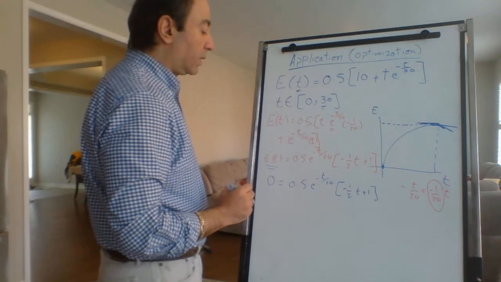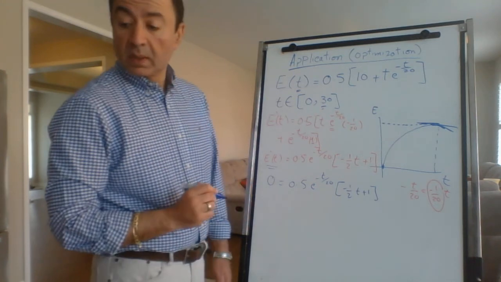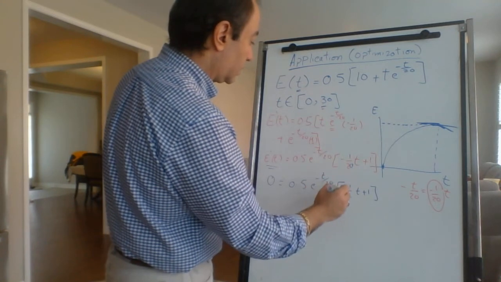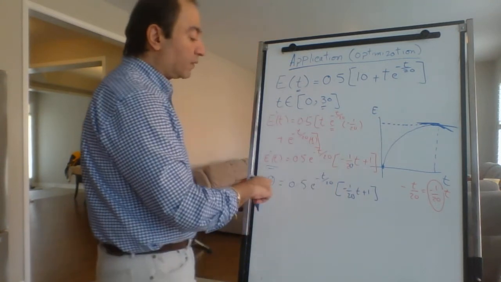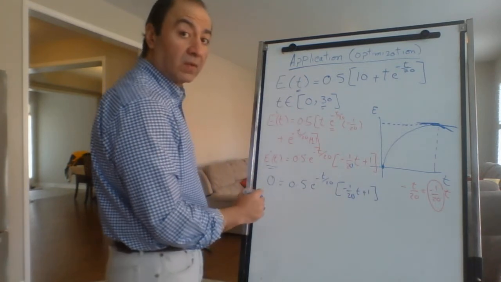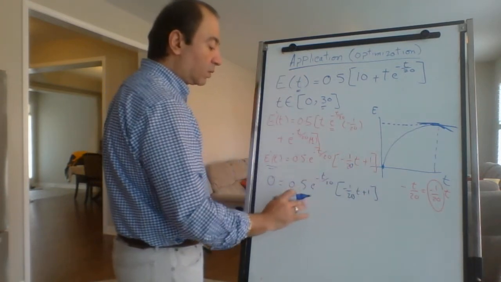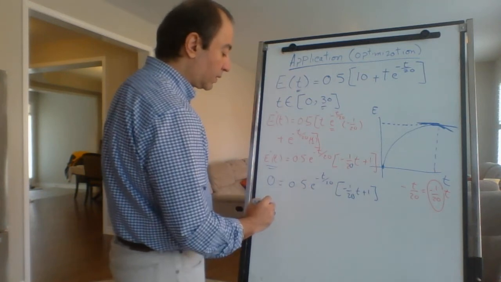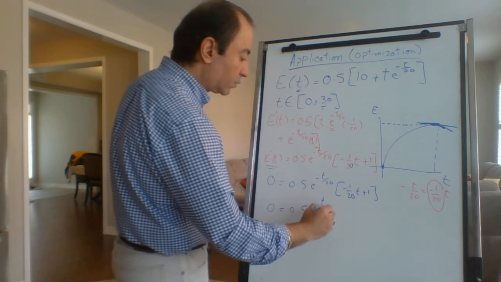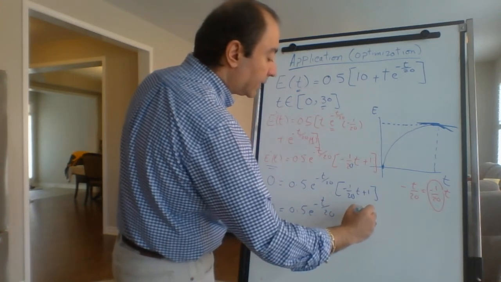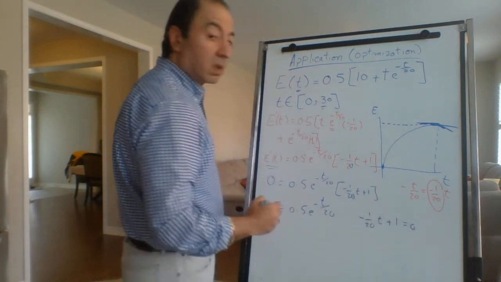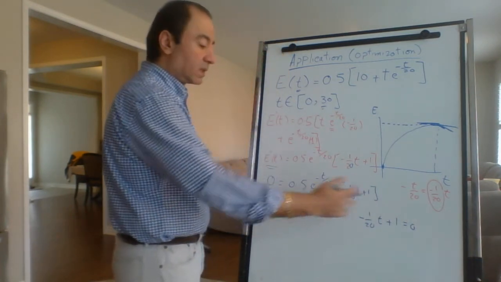Alright, so now we have two things multiplied together and the result is 0. So to find what makes this 0, we need to separate those. So either 0 equals 0.5 e to the power of negative t over 20, or negative 1 over 20 t plus 1 equals 0. And we try to solve these two equations.